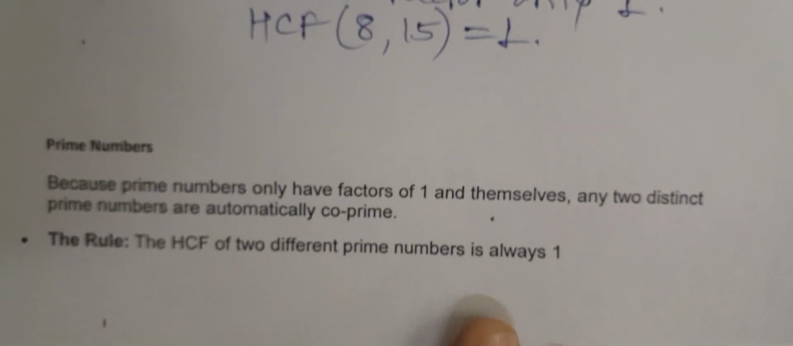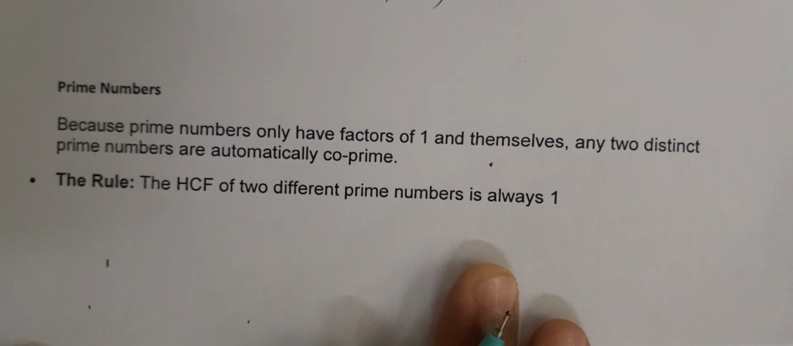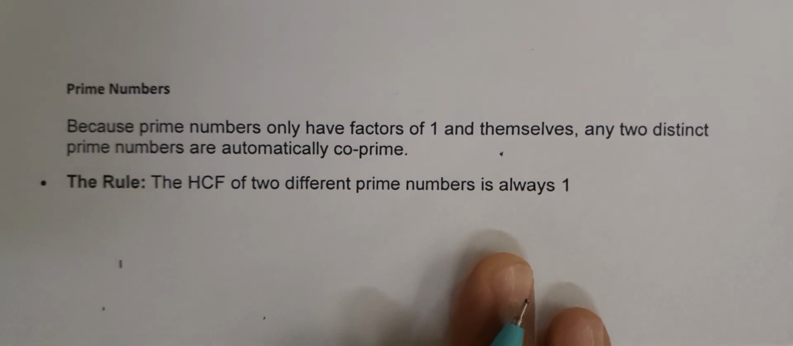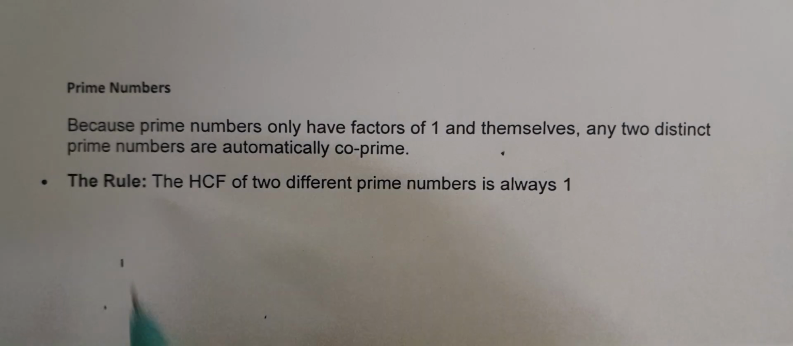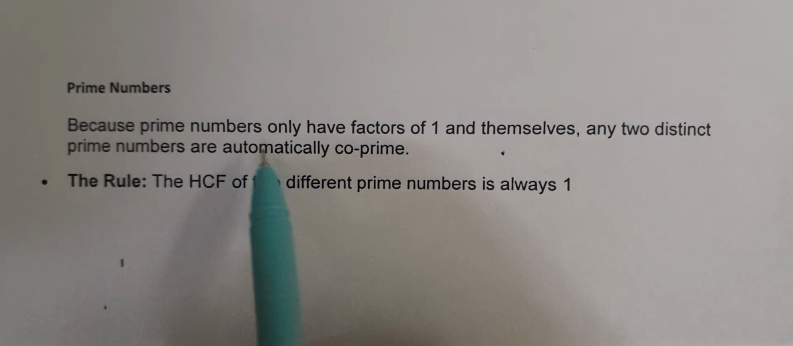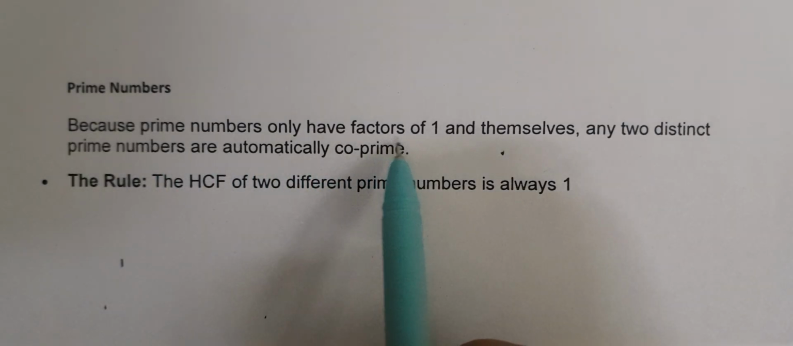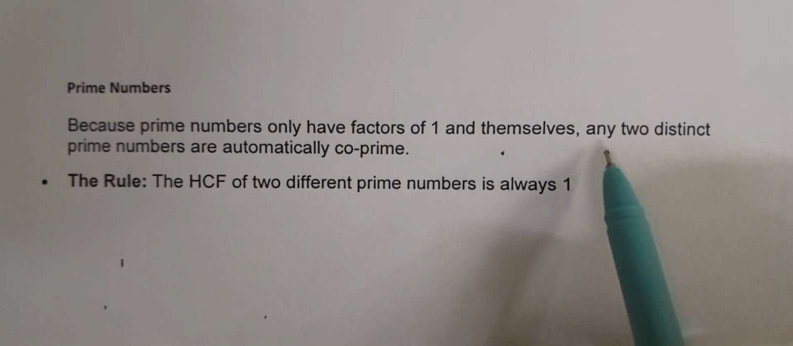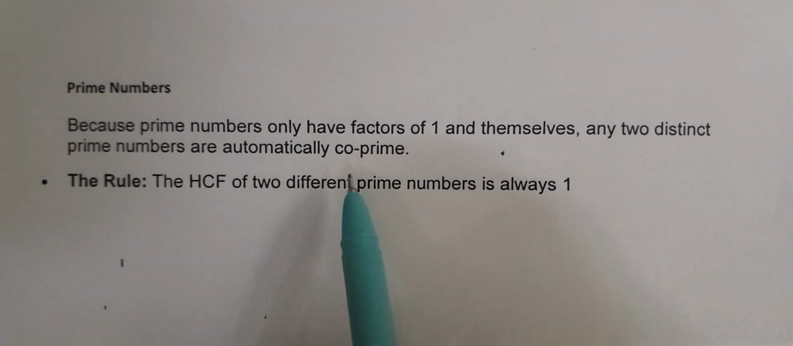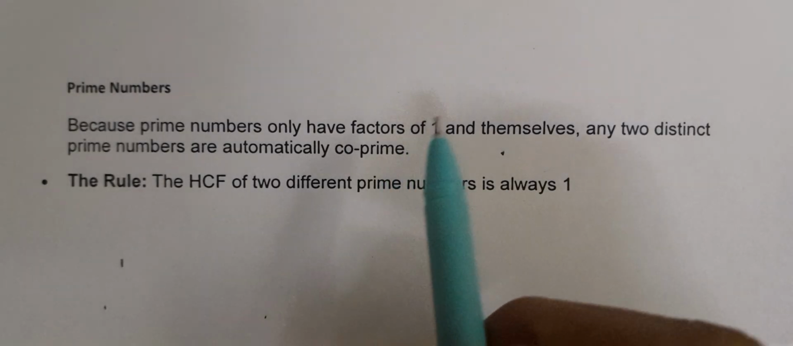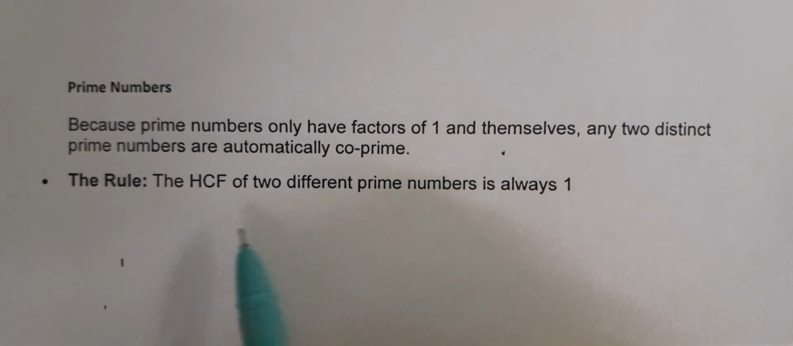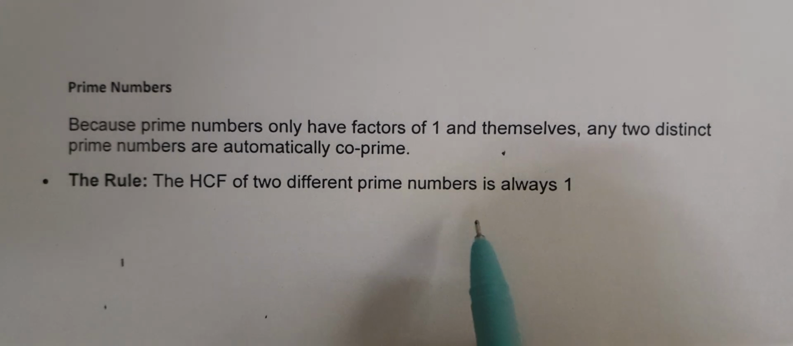Let us go to another example. Prime numbers, because prime numbers only have factors of 1 and themselves. Any two distinct prime numbers are automatically co-primes. Okay, so here the rule is the HCF of two different prime numbers is always 1.